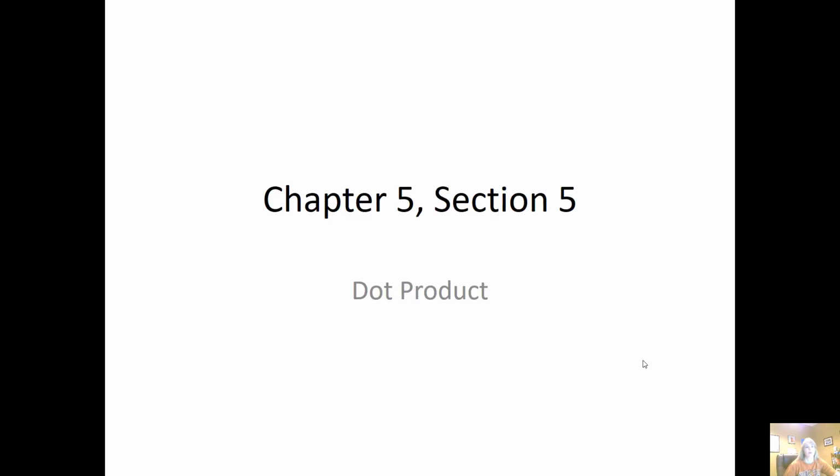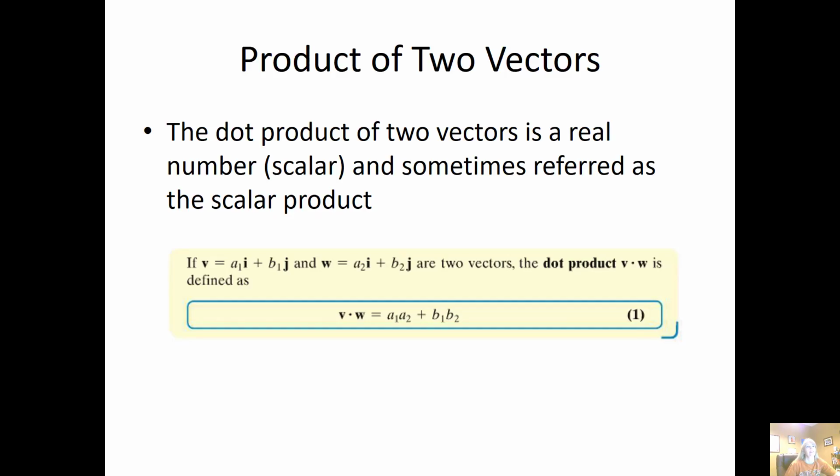This is the dot product section, which is simply how you multiply two vectors. The dot product of two vectors is a real number, a scalar, and is sometimes referred to as the scalar product. In other words, if you have one vector with a horizontal and vertical component, and a second vector, their dot product would simply be found by multiplying the scalars and then adding.